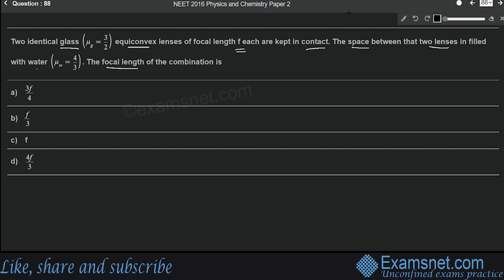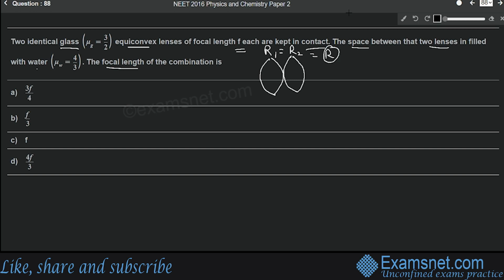So we have two identical glass equiconvex lenses. Suppose this is one of the convex lens, this is another convex lens. Equiconvex means both the radii of curvature will be the same. That means R1 will be equal to R2. Let's say this will be R.